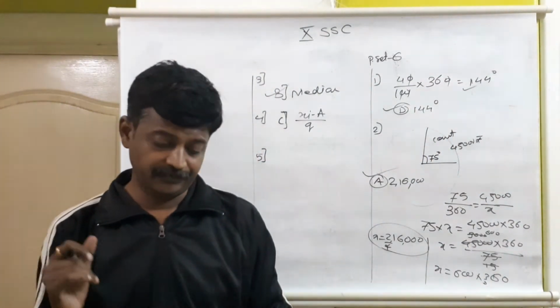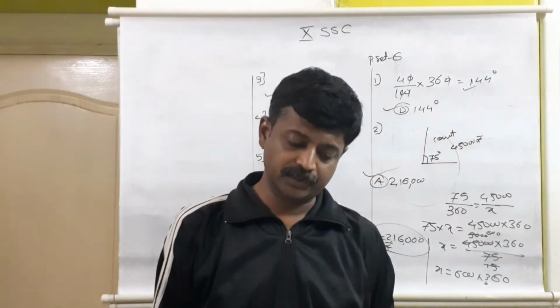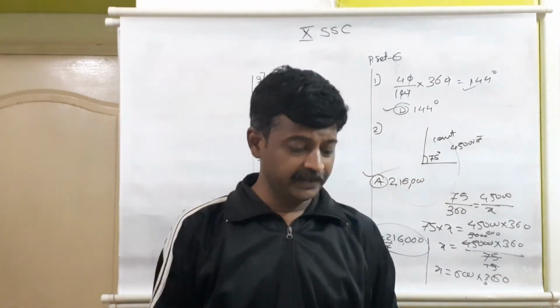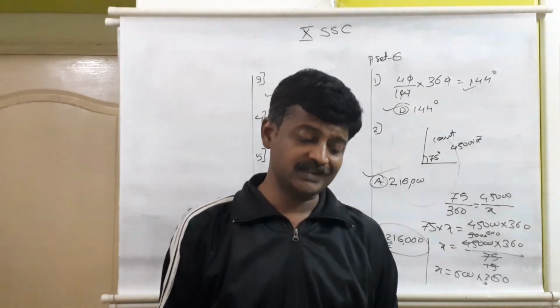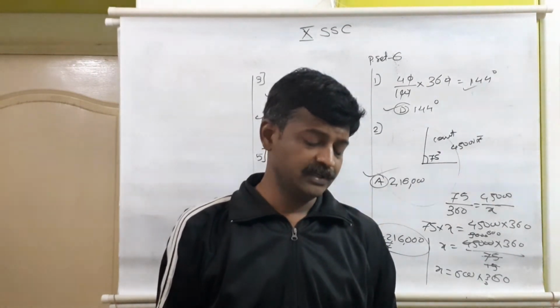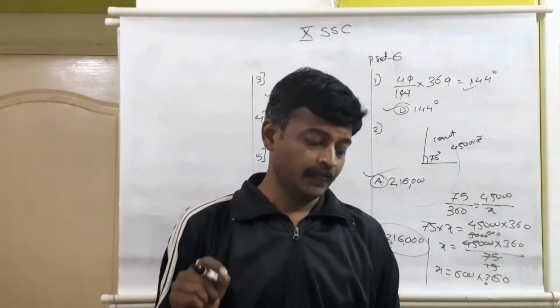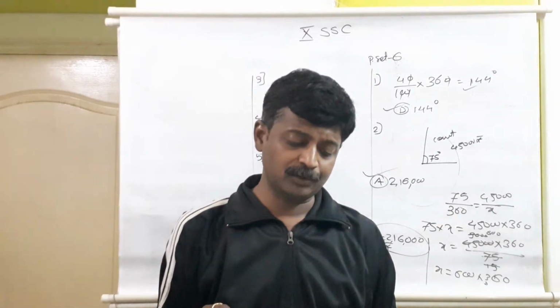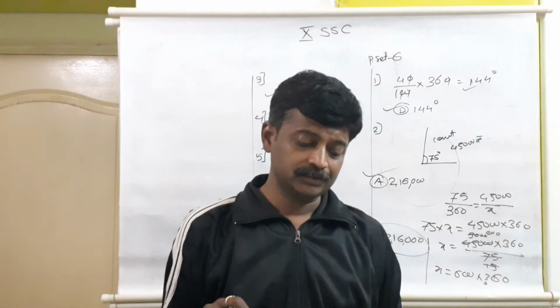11 cars in the first class, 12 cars in the second class, 20 cars in the third class and 7 cars in the fourth class. The median of the distance covered per liter shown in the above data is in the group so and so.